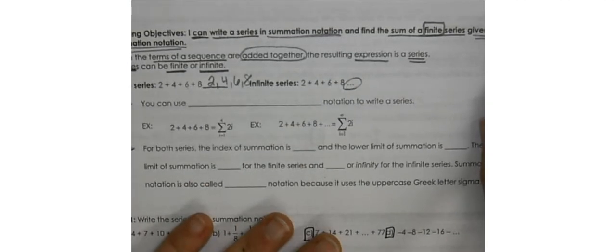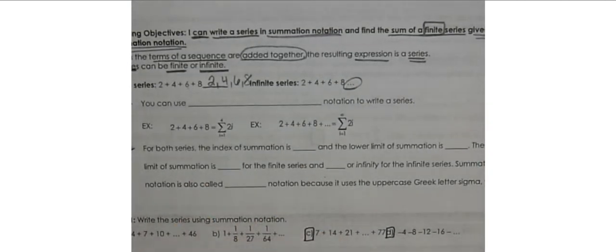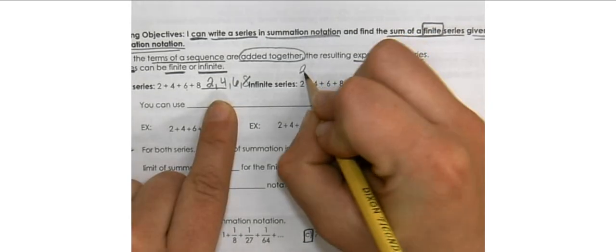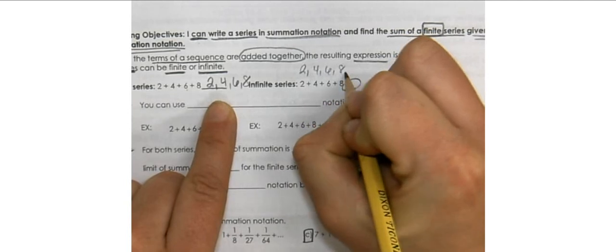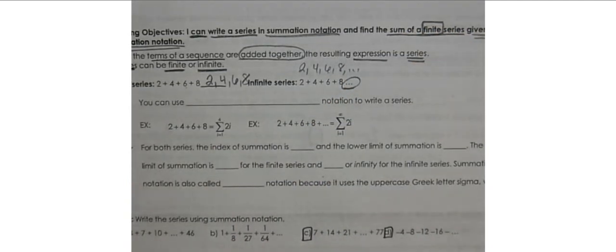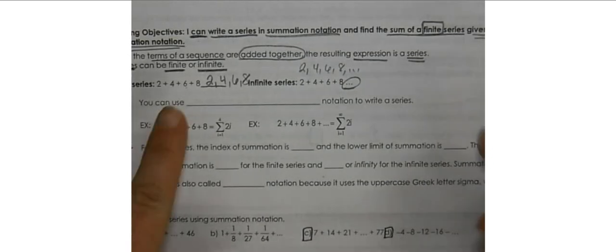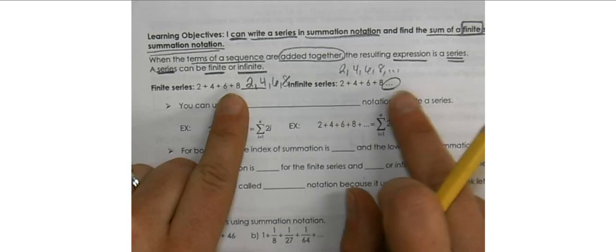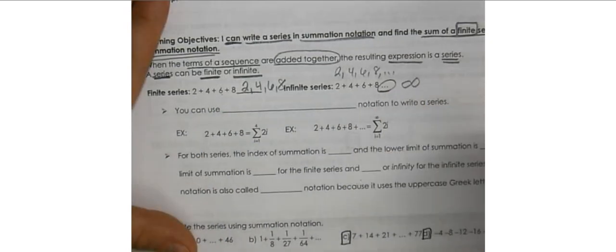An infinite series means that you'll see an ellipsis at the end, which indicates that it's going to continue forever and ever, following some kind of pattern. Once again, it still comes from the sequence of 2, 4, 6, and 8, but you're going to see an ellipsis at the end, indicating that it's going to continue forever and ever. So if you see no ellipsis, we call that a finite series, and if you see an ellipsis, that indicates that it's an infinite series, and eventually it'll reach infinity.